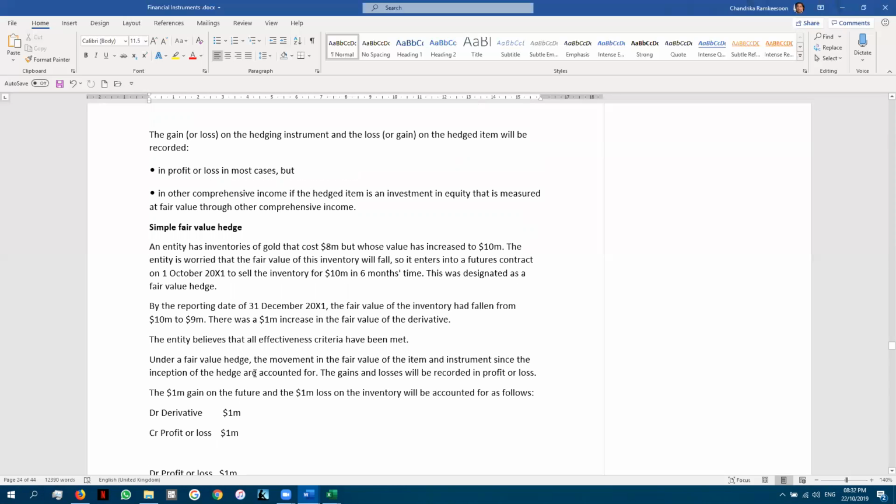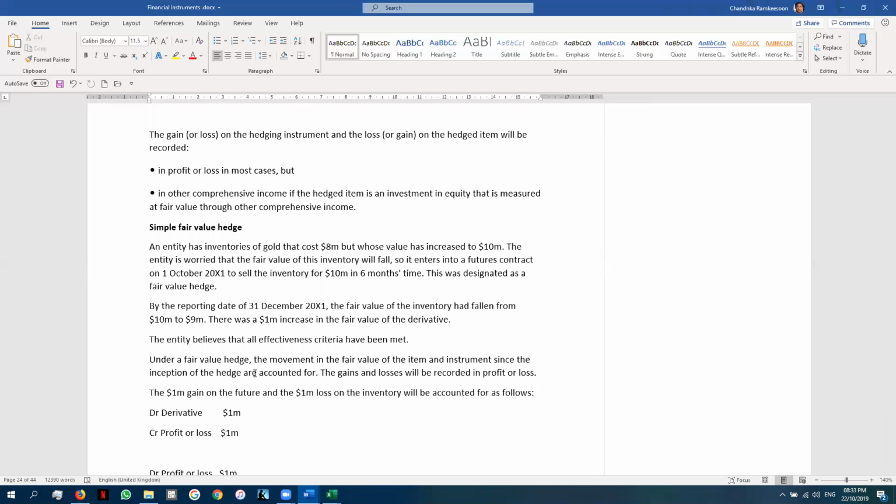By the reporting date on 31st December, now remember 6 months from 1st October takes us into March next year. But remember, at the reporting date, you have to account for movements in fair value. By the reporting date on 31st December, the fair value of the inventory had fallen from 10 to 9. And there was a 1 million increase in the value of the derivative. Now, in the previous example, when we saw this, remember how we recorded it?